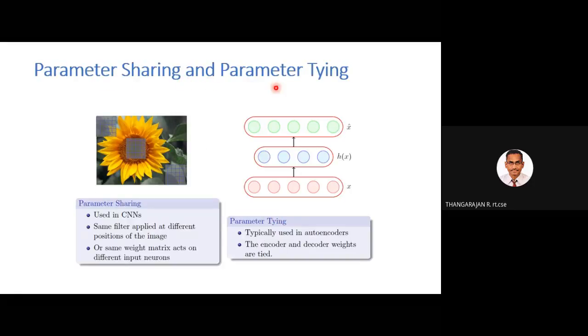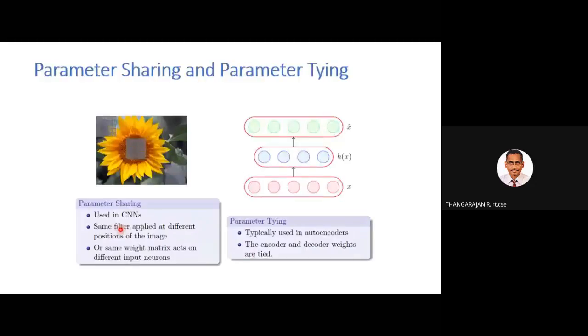Parameter sharing and tying is another way of improving our regularization. So what is that? Here you take this image, and instead of having weights for each and every pixel, I scan the image using a small filter. The parameters are available only in the filter, so the same parameters are shared by all the pixels of the image. This is what is called parameter sharing, and this happens in our CNN.